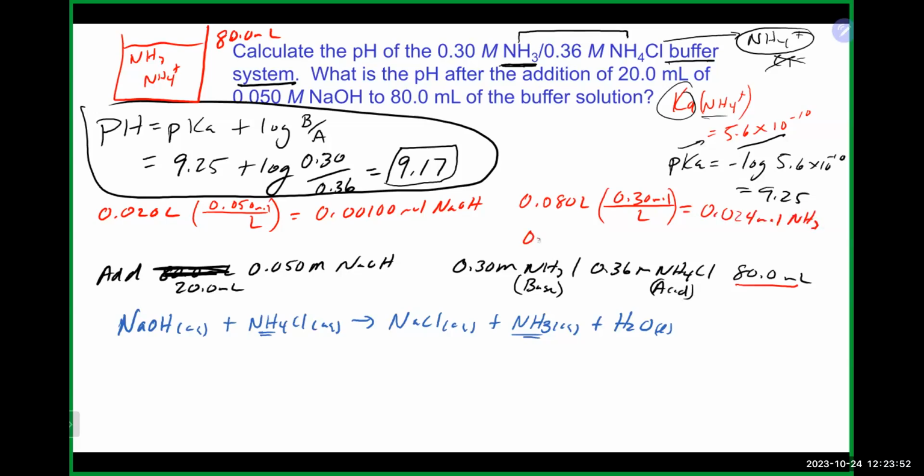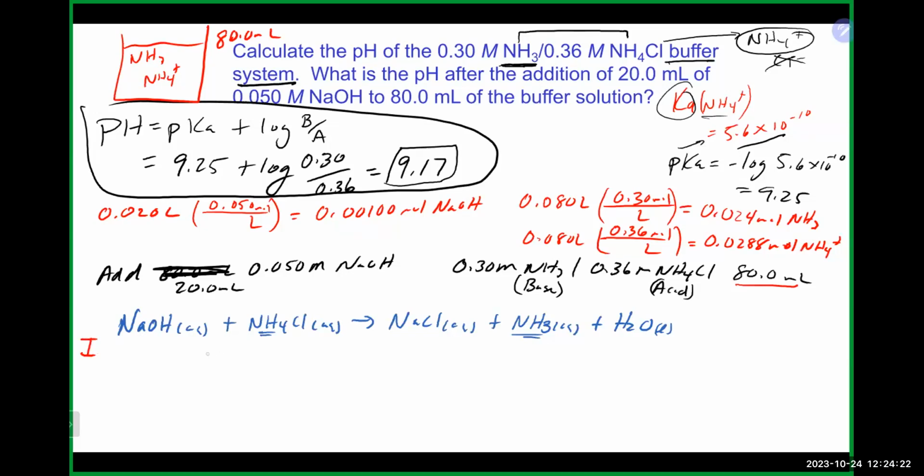We got the same volume happening there for our other part of our buffer, and that is 0.36 moles per liter. So 0.08 times 0.36 going to get us 0.0288 moles of our NH4 plus, basically. Any questions on those calculations? All right, now we got everybody going on. Let's start filling it in here.